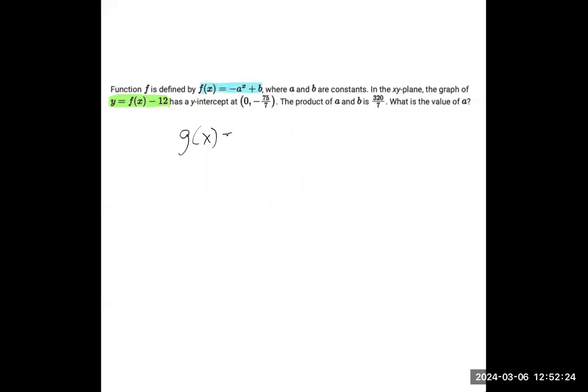And g of x is what you get when you take f of x and you take away 12 from it. So they told us that that function, which we call g of x, has a y-intercept at (0, -75/7). So it gives us 2 points to plug in. So the y, which is the f or g of x, is -75/7, and the x is 0. So we're plugging that in. And right now it looks like that.